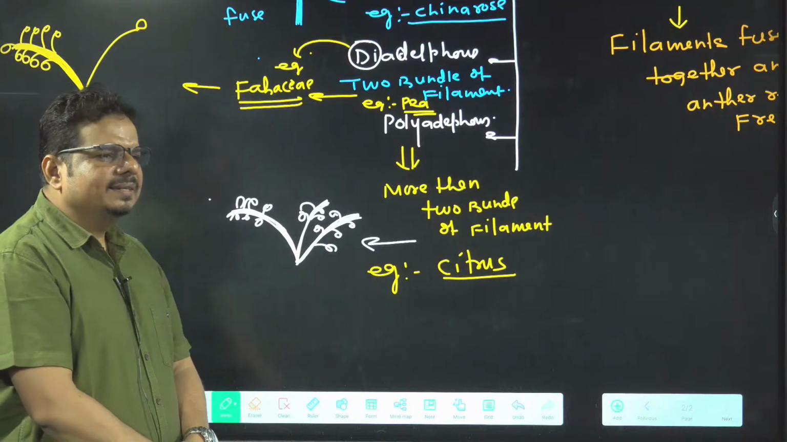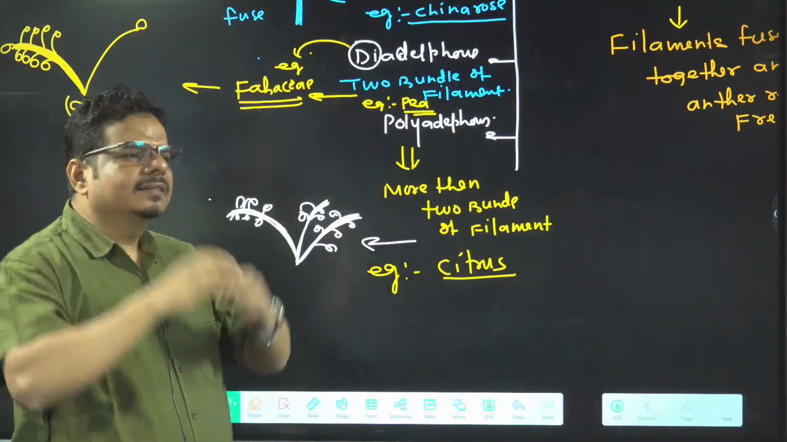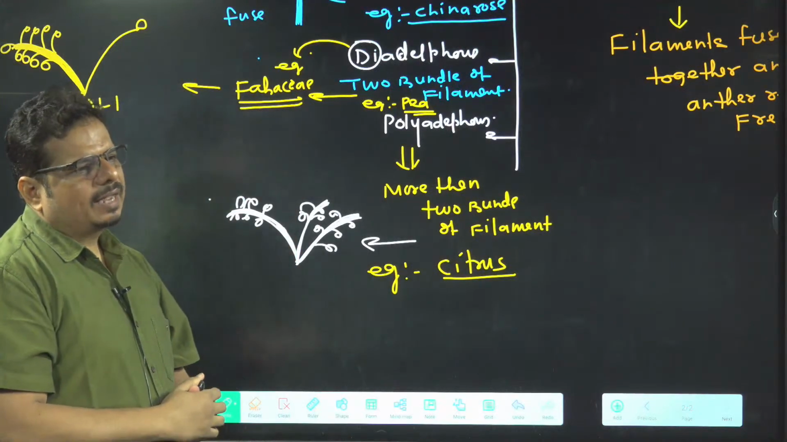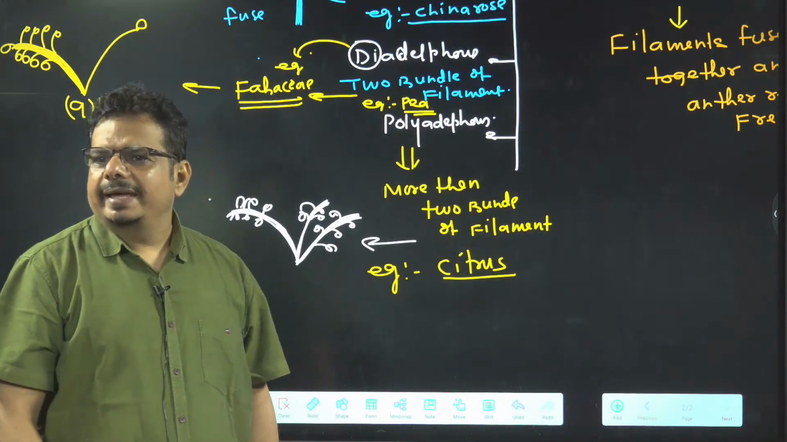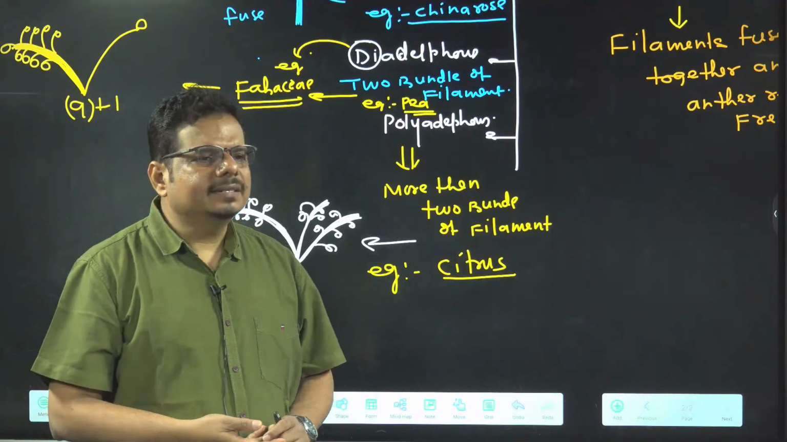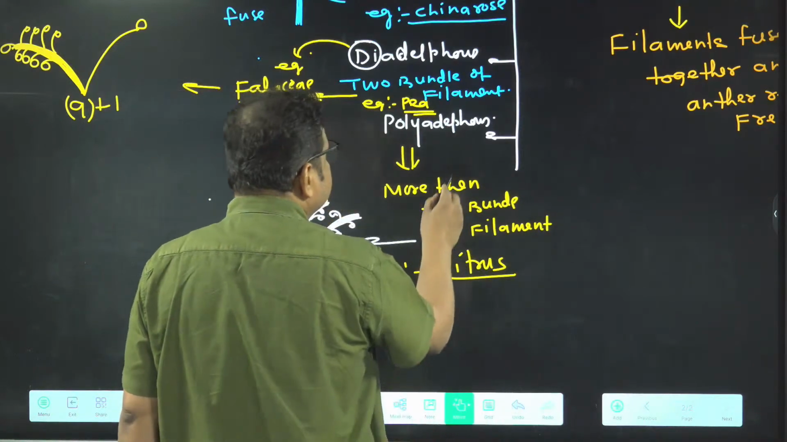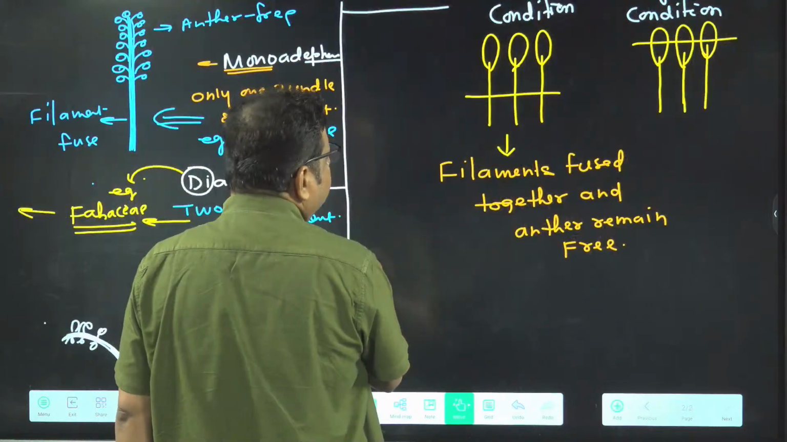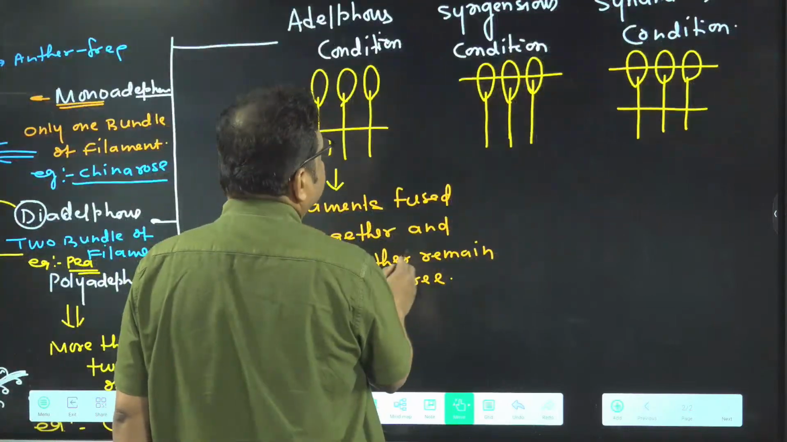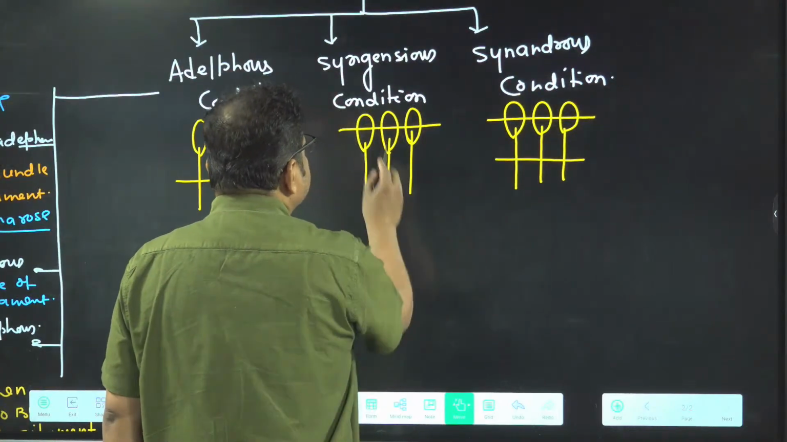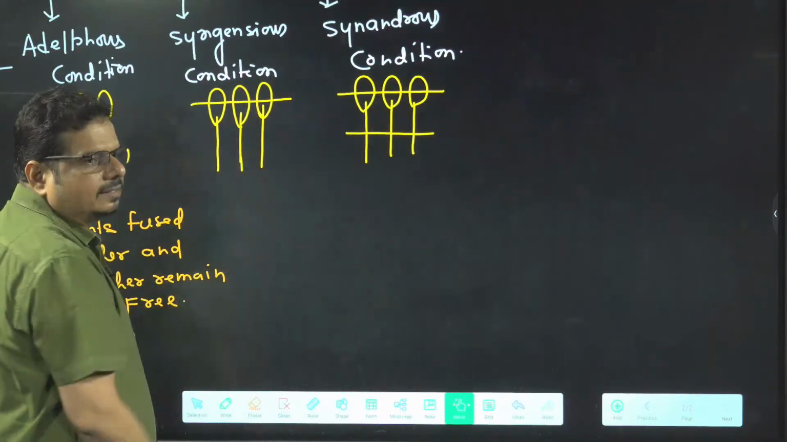One type of cohesion is over. Getting the things or not? The filament is fused and anther is free. Now we are coming to the second type. And the second type I told which condition? Syngenesious condition. Have a look at the syngenesious condition. So here it is which one? Syngenesious condition. It's all right.